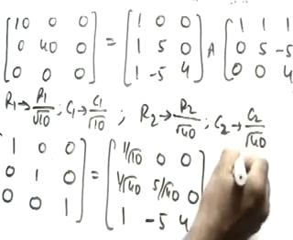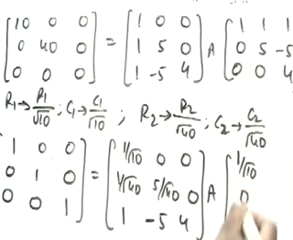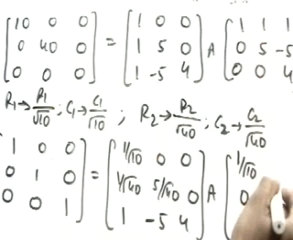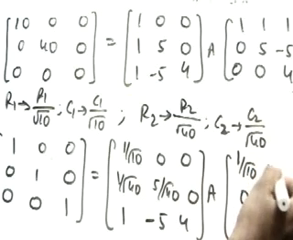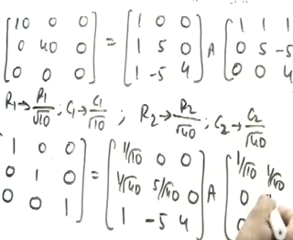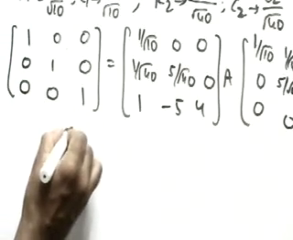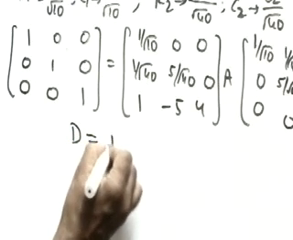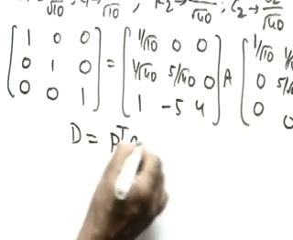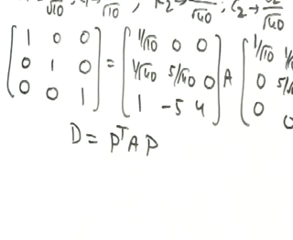First column we are dividing by root 10, so 1 by root 10, 0, 0. This by root 40, so this will be 1 by root 40, 5 by root 40, and this is 0. We are not changing this one: 1, minus 5, 4. Now this is of the form like this. See here, diagonal matrix. This is diagonal. So this is of the form D equals P transpose into A into P.